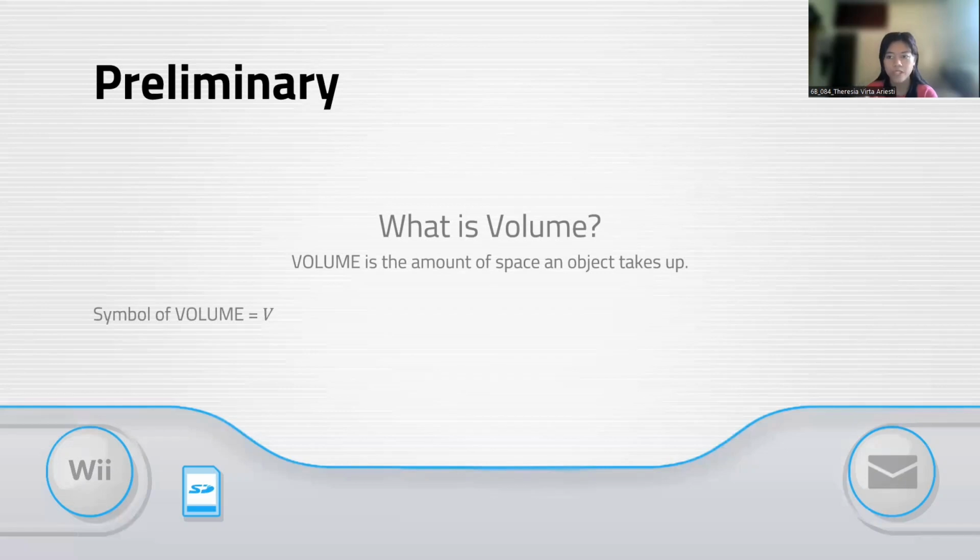So we can use V, capital letter, as a symbol of volume. And the measurement of volume is cubic meters. So volume is a 3D measurement. It can be measured in cubic meters or simply in liters. Liters are usually used to measure volumes of liquids or gases.